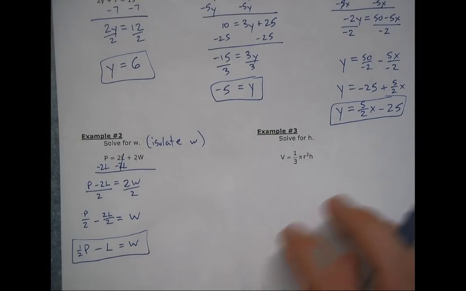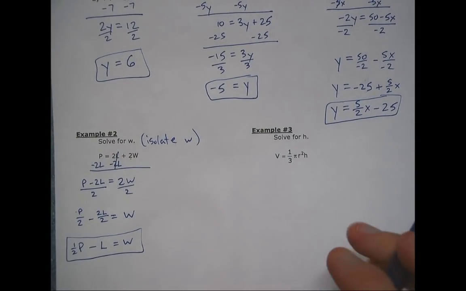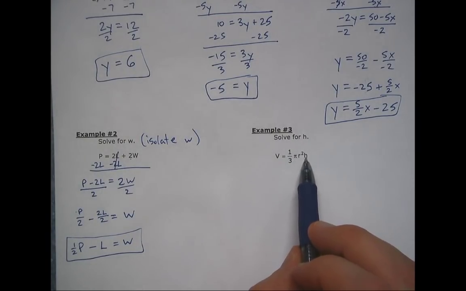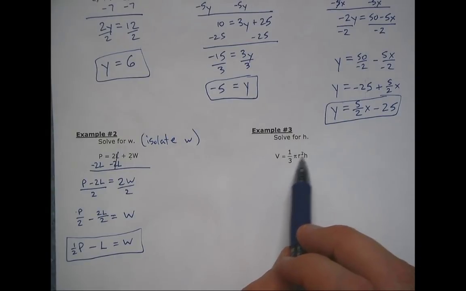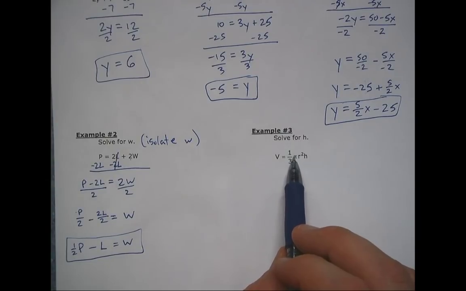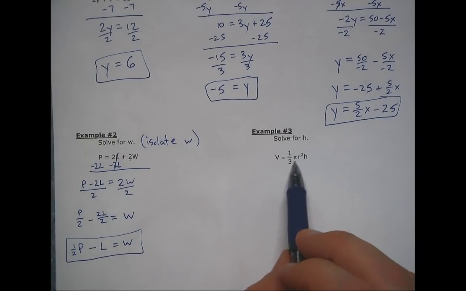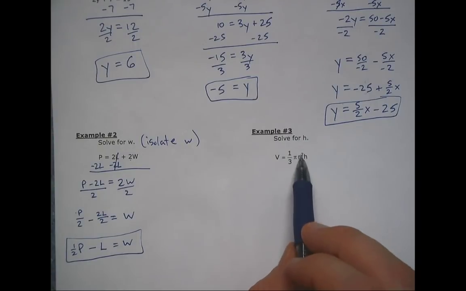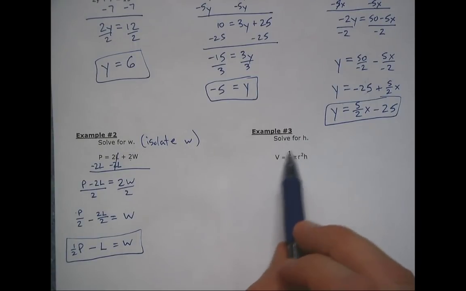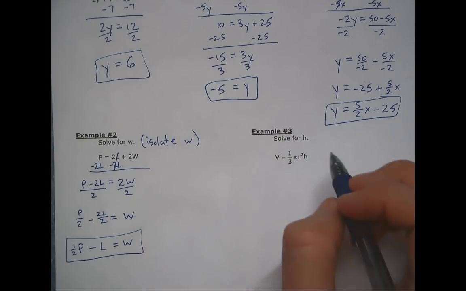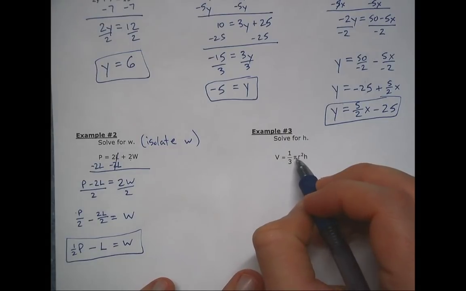So example number 3, volume equals 1/3 pi r squared times the height. So we want to solve for h. We want to get h by itself. So if you take a quick glance, it looks like we've got to move a lot of stuff. But if you look, they're all being multiplied. 1/3 times pi times r squared times h. We're multiplying everything together. So since they're all showing the same operation, we can actually move them all at once. You don't have to move them one at a time if they're all doing the same thing.